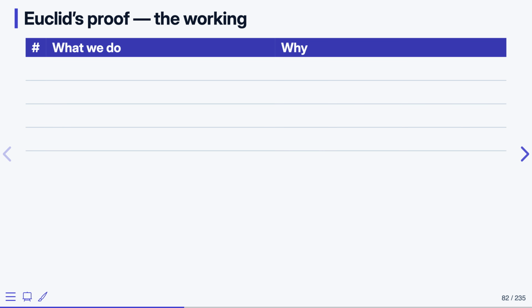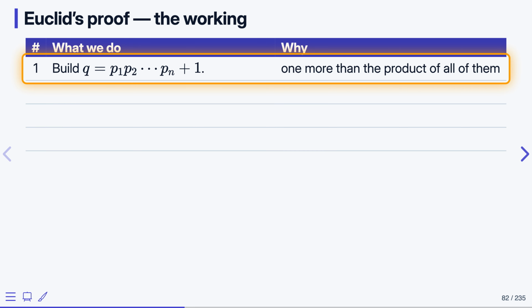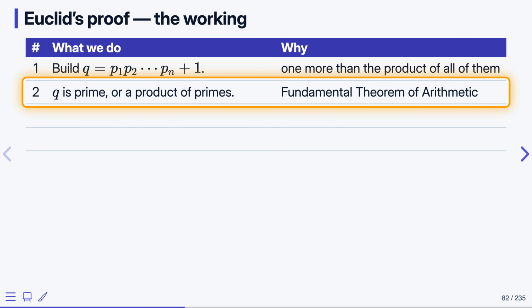Now the working, one step at a time. Step 1. Build a new number q: multiply every prime on the list together, then add 1. Step 2. Think about q by the fundamental theorem of arithmetic. q is either prime or it breaks into primes.